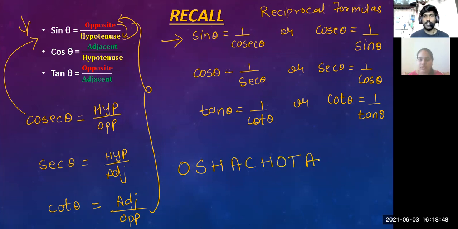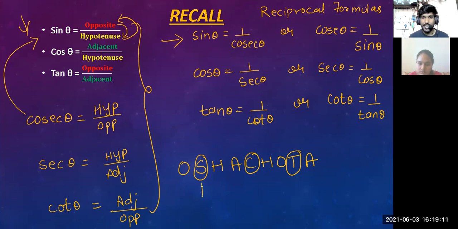You have to just remember this word, osha chota. Now just look at the center. This will represent sine, this will represent cos, this will represent tan. Okay, sine, cos, tan. O means opposite, H means hypotenuse, and A means adjacent.